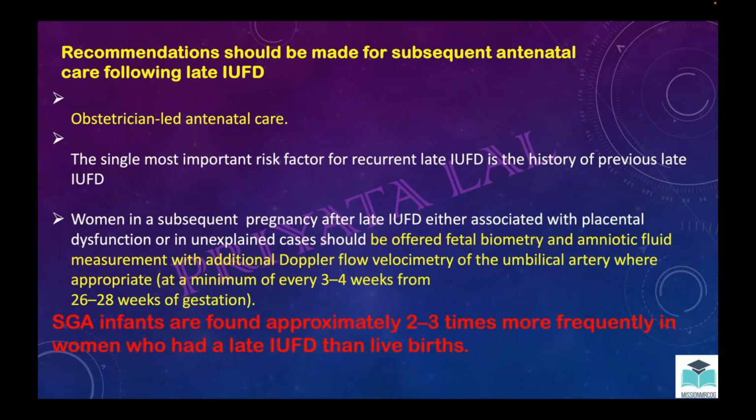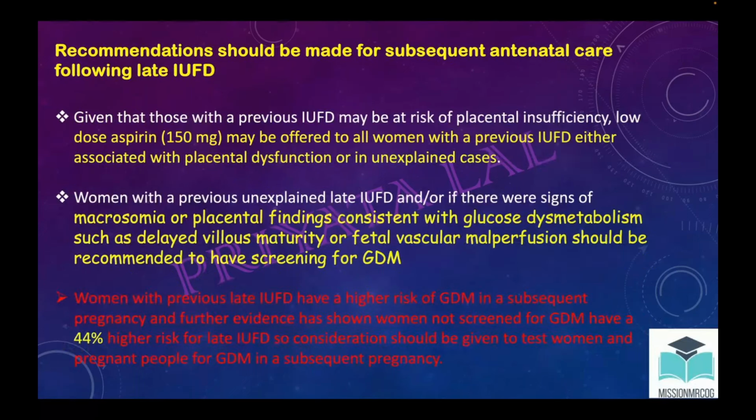Apart from this, another thing they say: if the patient is at risk of placental insufficiency, aspirin 150 milligram should be offered to those who have had a previous IUFD, either associated with placental dysfunction or in unexplained cases. So aspirin has to be given.